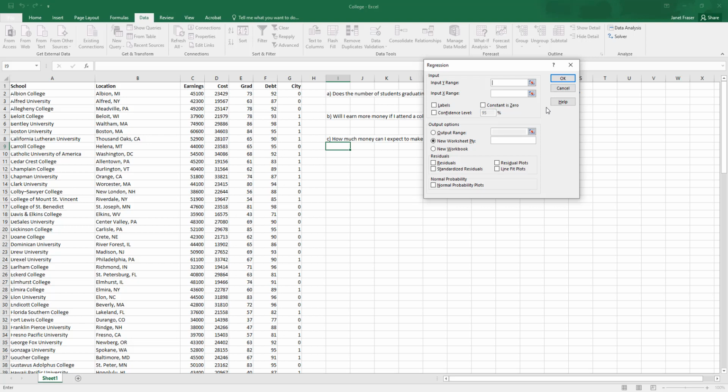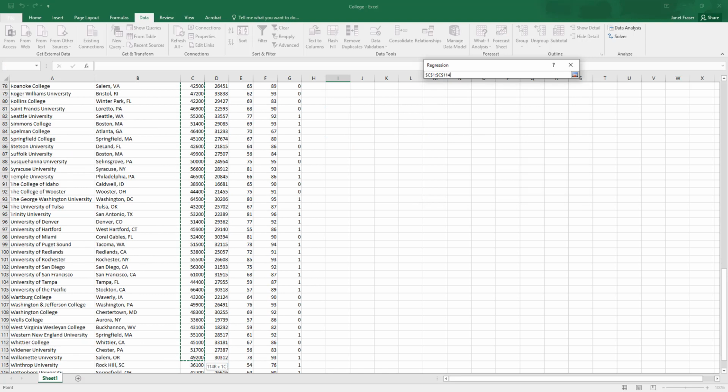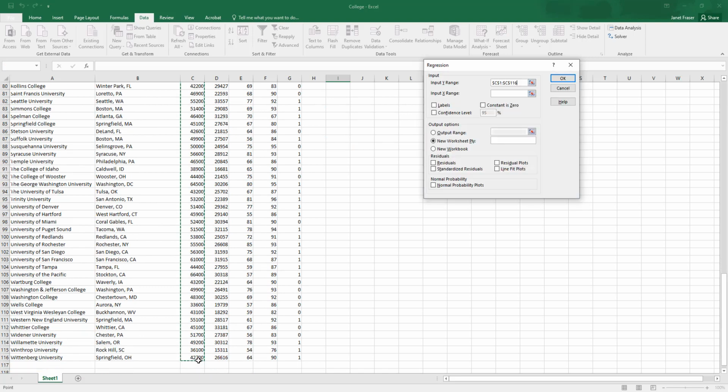So here I've opened up the dialog box for Regression, and the first thing I'm going to do is input my Y range. So this is my dependent variable. In this case, I have it here in column C. And I'm going to just drag that down and include all 115 observations.